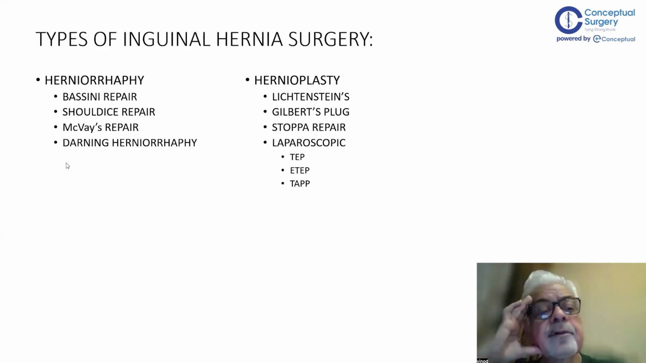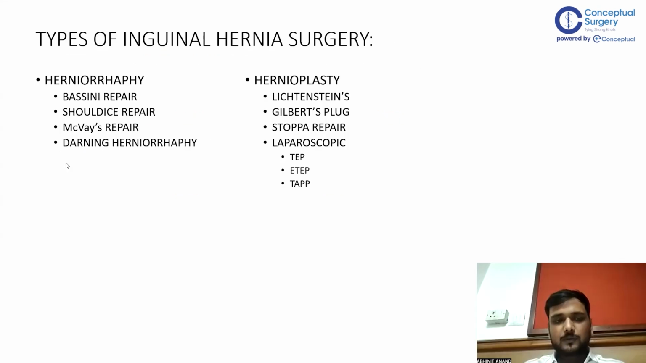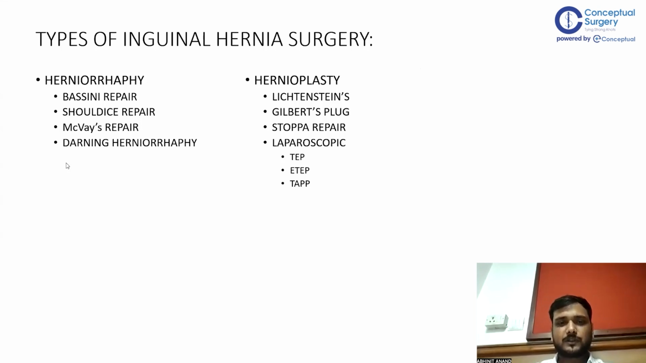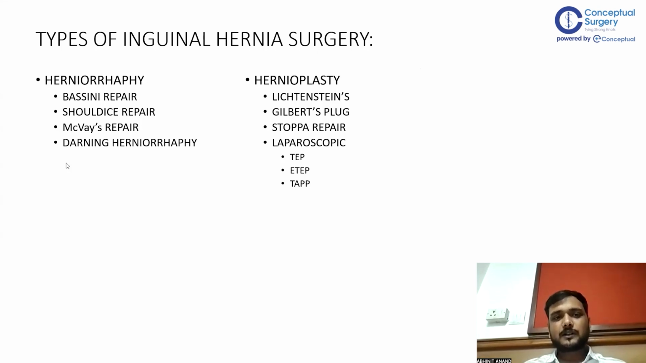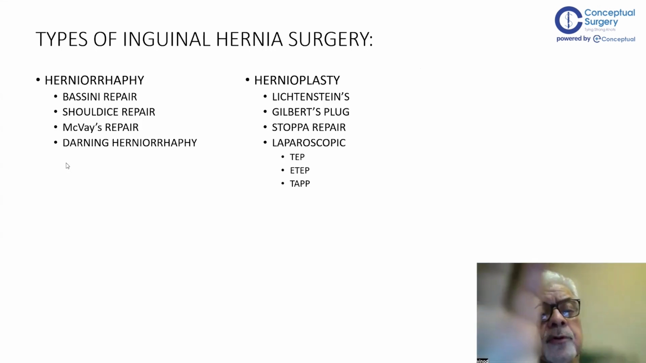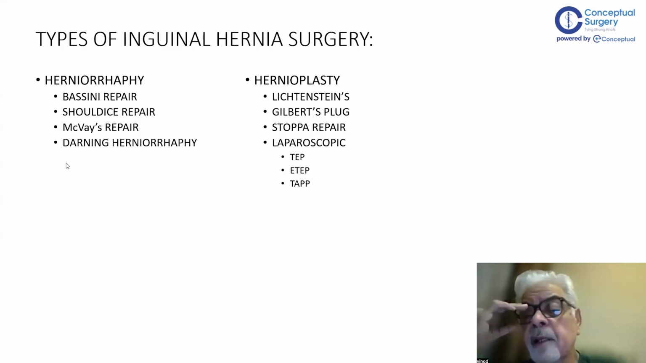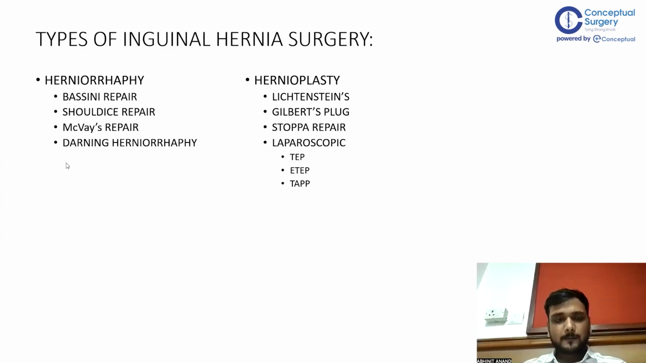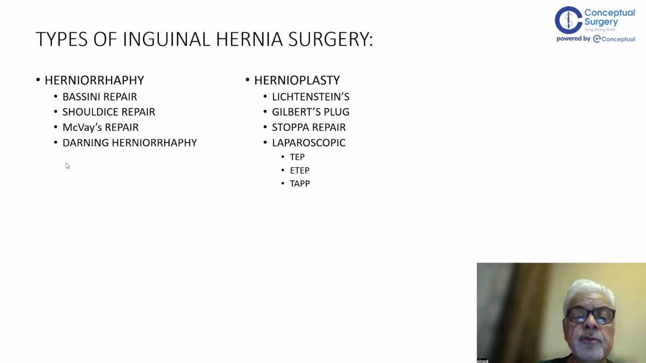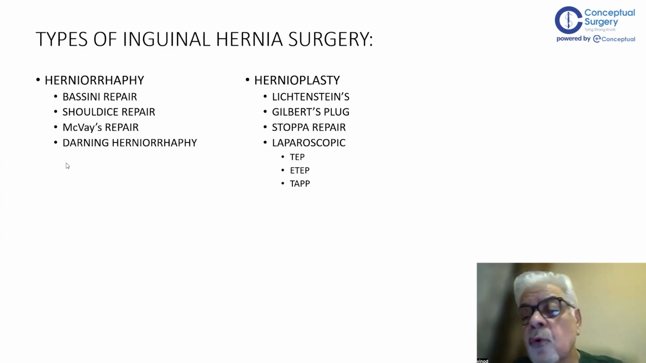Now we'll be discussing the types of inguinal hernia surgeries. First, broadly, we divide the surgery into herniorrhaphy and hernioplasty. Herniorrhaphy is a tissue-based repair, and hernioplasty covers repairs under tension and tension-free repair, which is done with the help of some kind of prosthesis. Herniorrhaphy would mean that you are strengthening the posterior wall using the patient's own tissues.